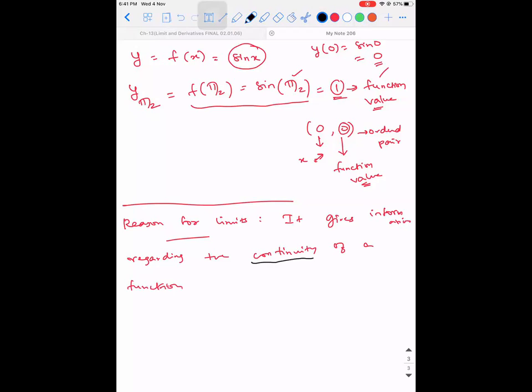So underline this word continuity. In your 11th standard, nowhere it is used. But if you understand this, you will have a better clarity of why you're doing all the problems. It gives information regarding the continuity of a function. Please underline that word continuity. I'll explain what continuity is.